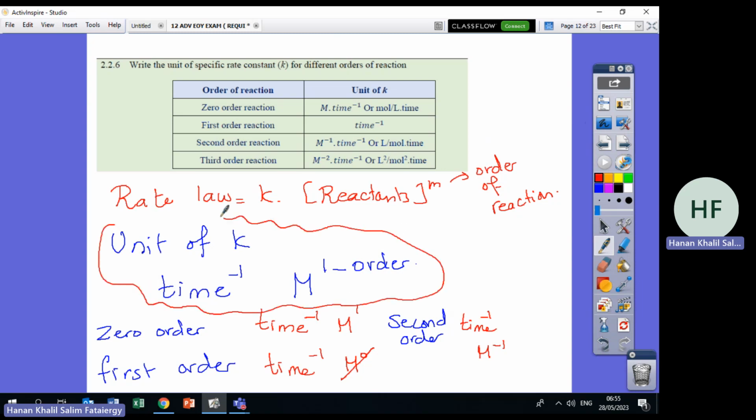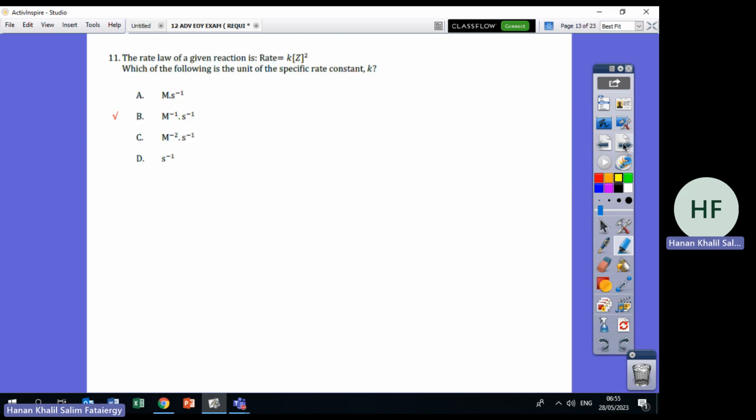This is very important, and I'm sure you will get a question about it in the exam. Find the unit of K and then they will give you the order. So please memorize. Okay, now let's do this.